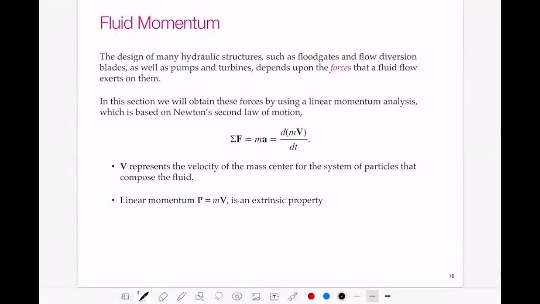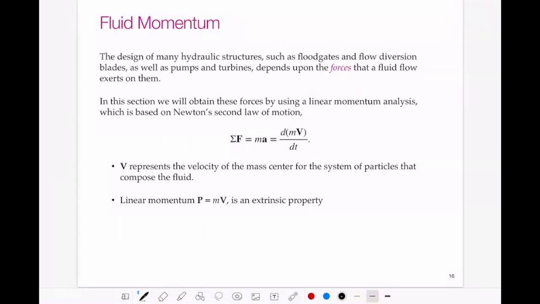And the design of many hydraulic structures, such as floodgates, flow diversion blades, pumps, turbines, especially any devices that are harnessing or using fluids to harness or produce energy, depends on the forces that the fluid flow exerts on them. So in this section, we'll obtain the forces by using the linear momentum analysis, which is based on Newton's second law, which is written here.